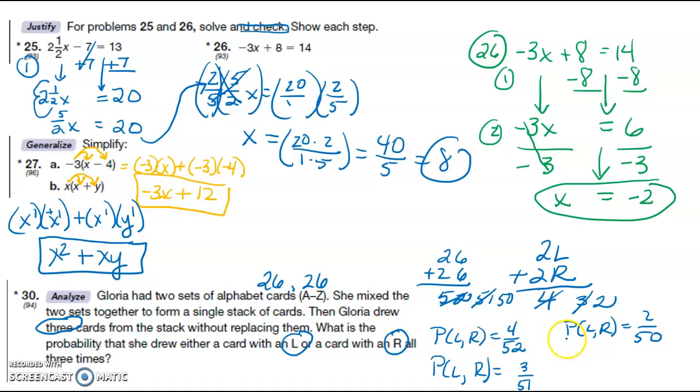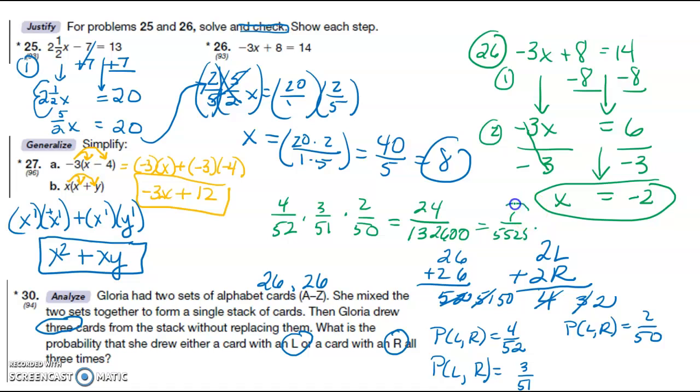Now I have to multiply this out. That looks super ugly. So let me change colors and find a happy spot to do this. So let's see. I have 4 over 52 times 3 over 51 times 2 over 50. 4 times 3 is 12 times 2 is 24. 52 times 51 times 50 is ugly. Okay, let me see if 24 will go into that. Absolutely. So this is 1 over... Lovely. That was an ugly problem, but we did it.